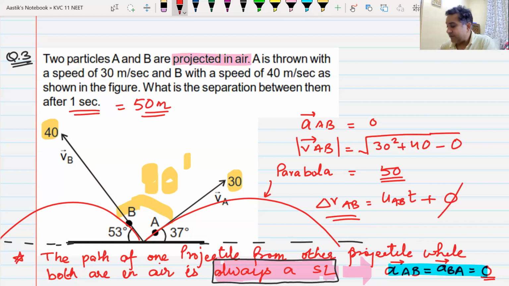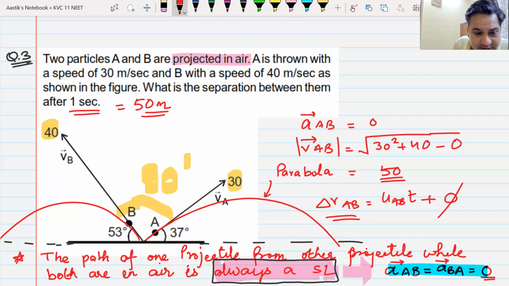I'll give you 2 minutes to note down every point that I've written, because every point is a prospective question that can come in your NEET. Let me know once you are done.